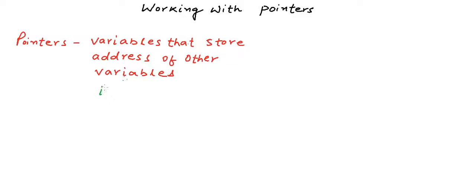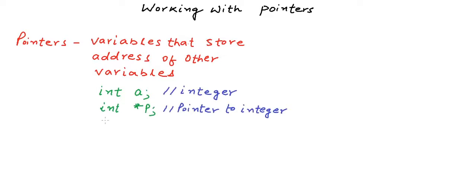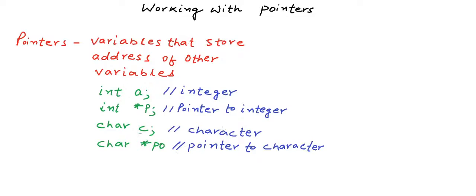We declare a normal variable with a syntax like the data type followed by the variable name. But we declare a pointer variable with the syntax data type and an asterisk sign followed by the variable name. We need an integer pointer variable to store the address of an integer. To store the address of, say, a character variable, we will need a character pointer. So the same syntax will be used. We put an asterisk sign and let's say the name of the variable is p0.